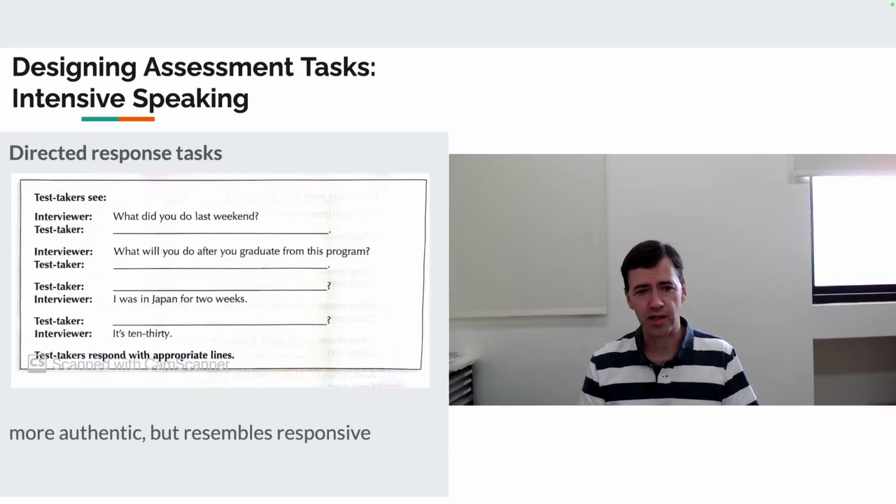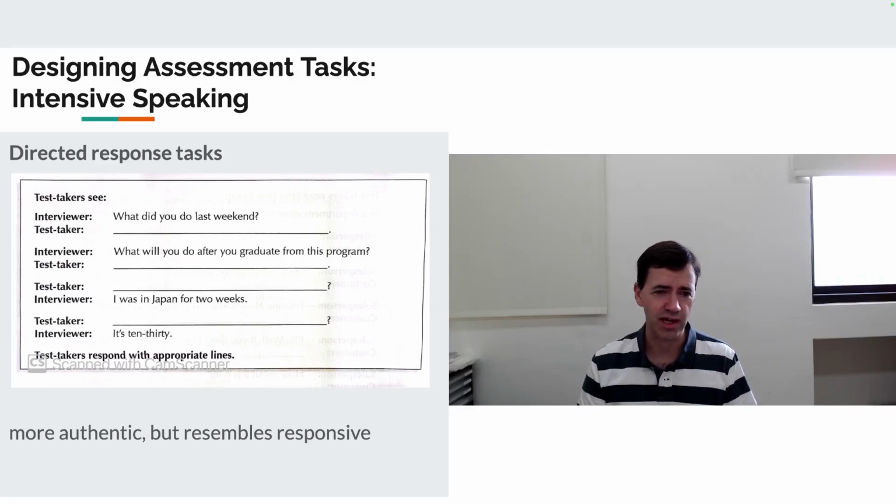Okay, the next is directed response tasks. This one's a little bit more open-ended. It's more authentic. So there's a test taker and an interviewer. "What did you do last weekend?" "And what will you do?" And then you see the test taker also has to ask the interviewer questions as well. It is more authentic, but we're starting to cross the line into responsive with this type.